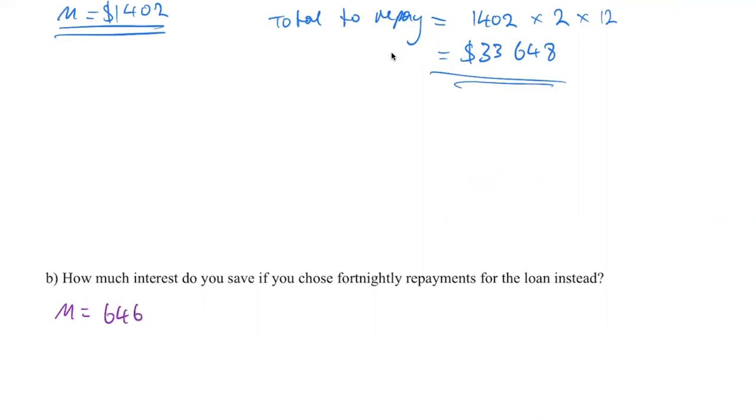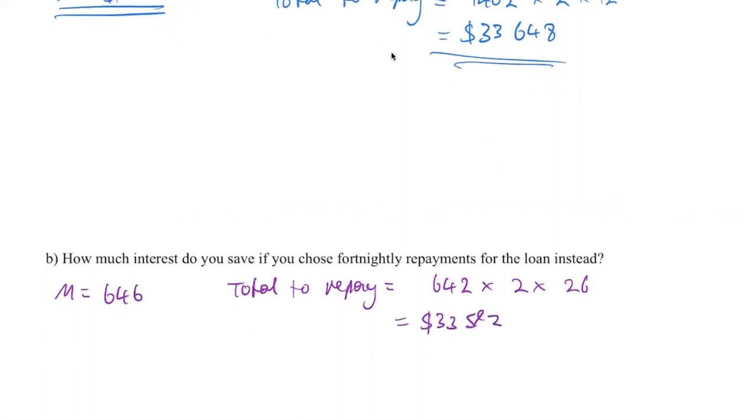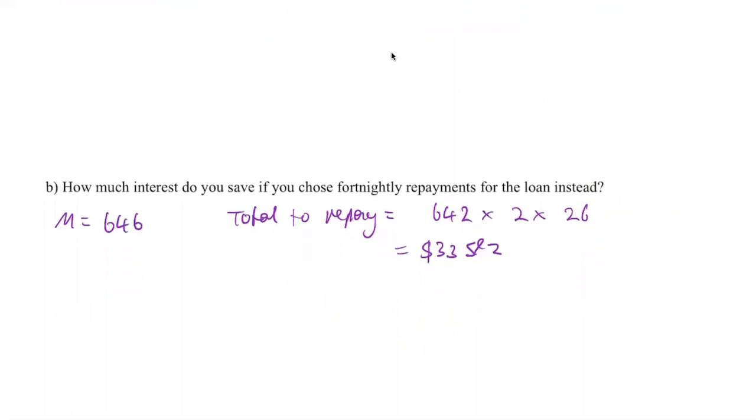Okay, and what we want to do is we want to find the total amount to repay again. So total to repay using this payment structure, and we're going to have 646 times 2 years, but this time we want to think about how many fortnights we have inside of our year, and the answer is 26. Okay, all right. So once you've done all of this, 646 times 2 times 26, you're going to end up with $33,592.